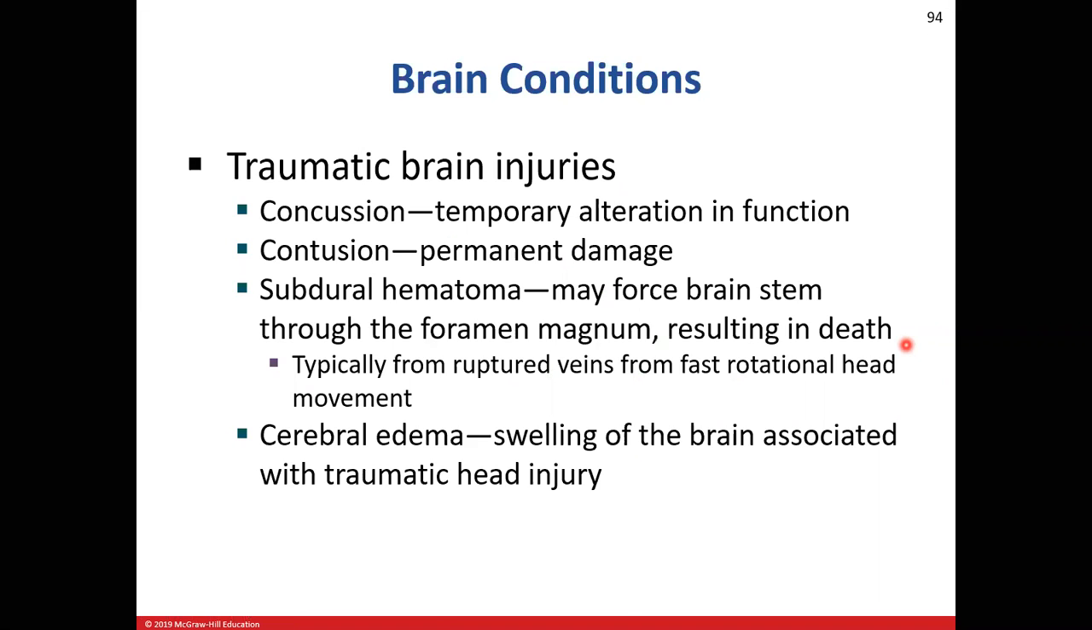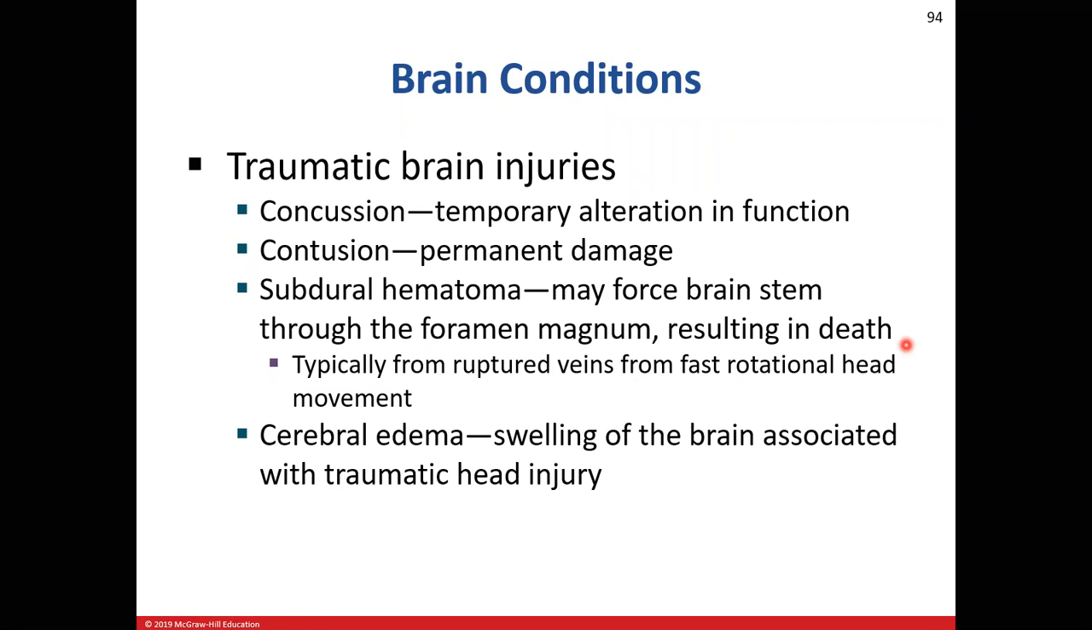So as we look at a few conditions of the brain, one of the things we have to look at are some of the common ones. And the common injuries really are more traumatic types of injuries. One of the obvious ones that everybody seems to be familiar with is a concussion. And a concussion is typically a blow to the head that has some sort of temporary alteration in function. There are multiple grades or multiple levels of a concussion.